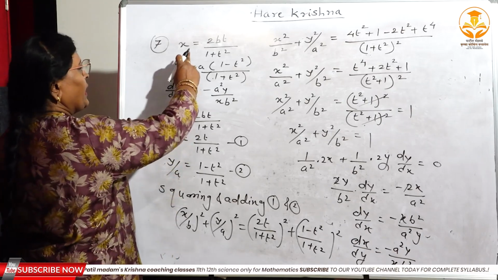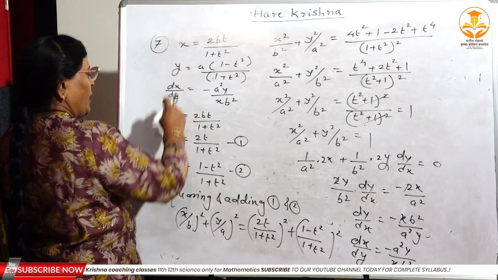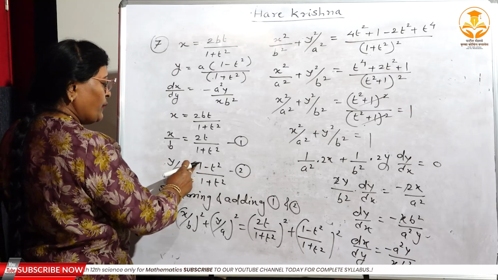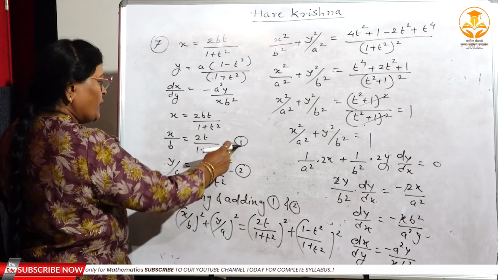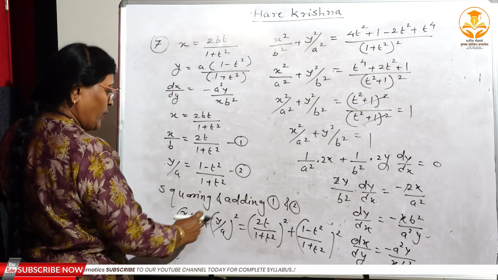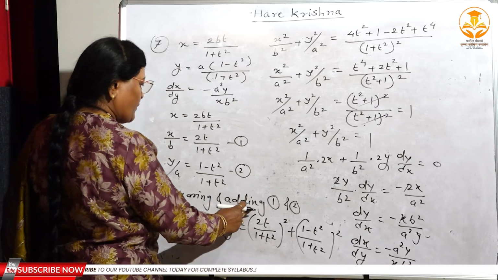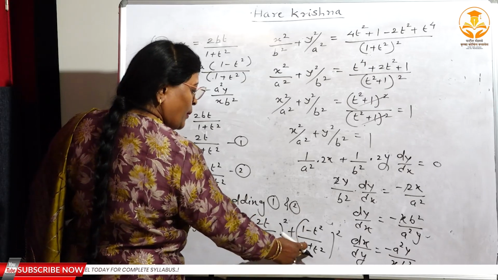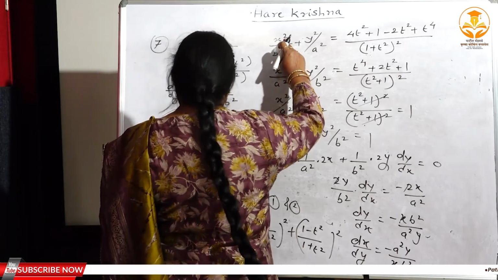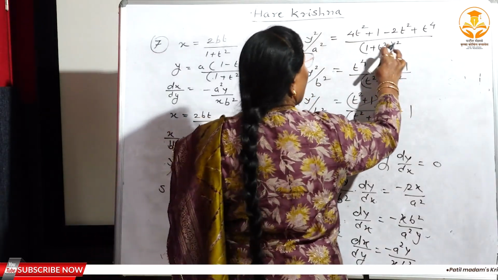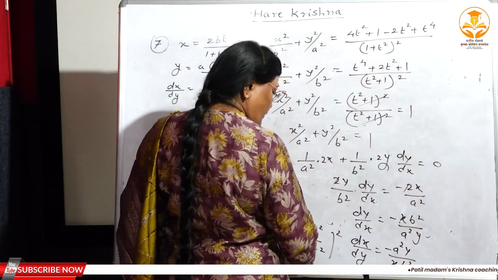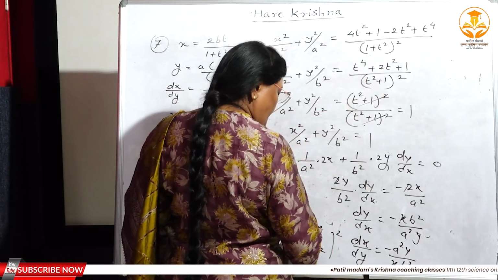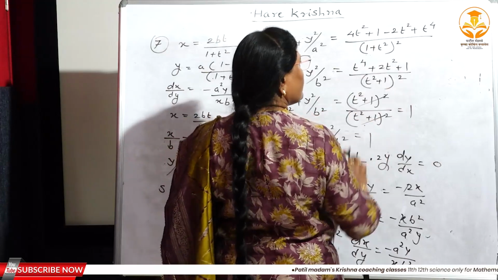Again I will take this one. Again, see the problem. x/b equals 2t/(1+t²), y/a equals (1−t²)/(1+t²). Squaring and adding, (x/b)² + (y/a)² equals (2t/(1+t²))² + ((1−t²)/(1+t²))². Again, x²/b². This is same. Here again, the square of this term is 4t², and (a−b)² means 1 − 2t² + t to the power 4.